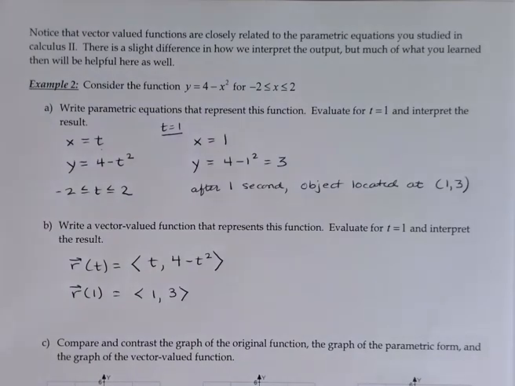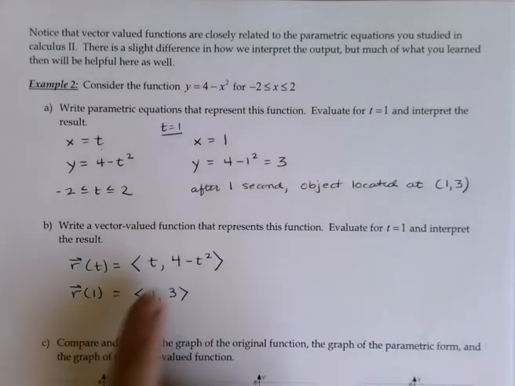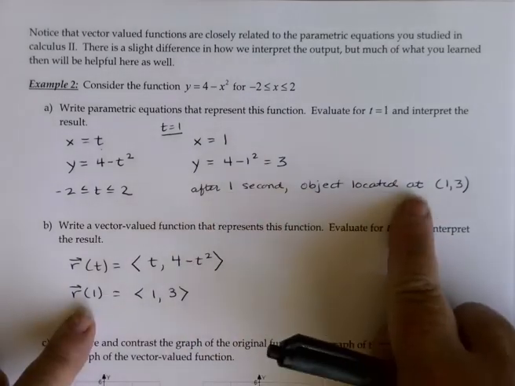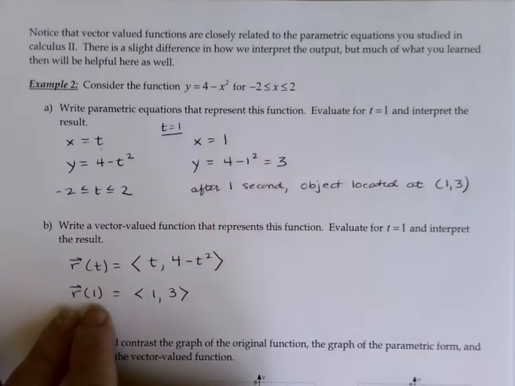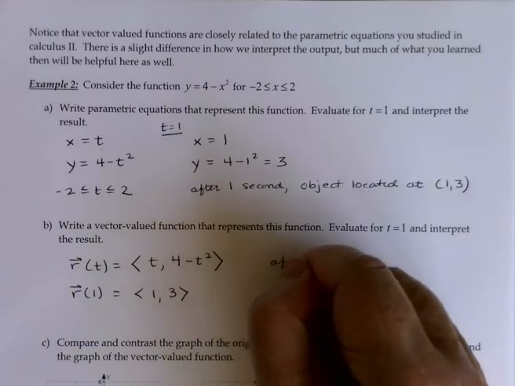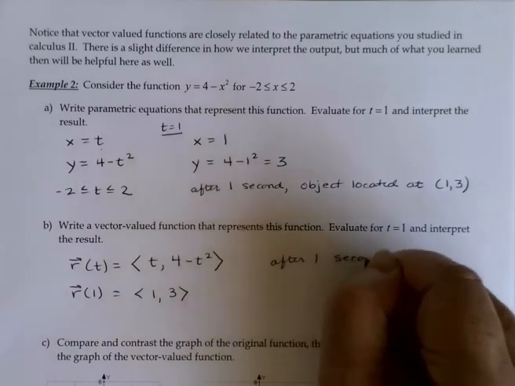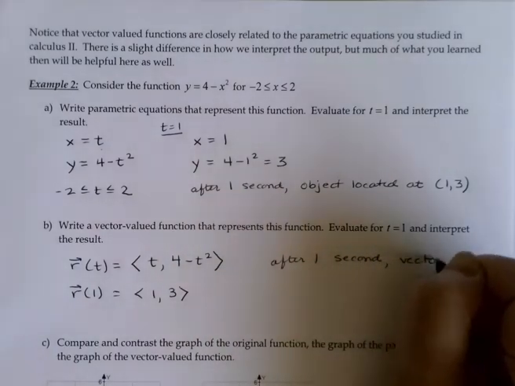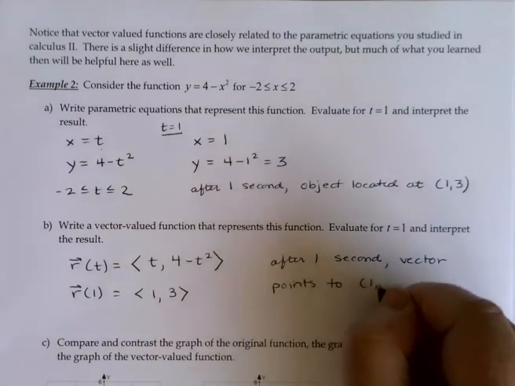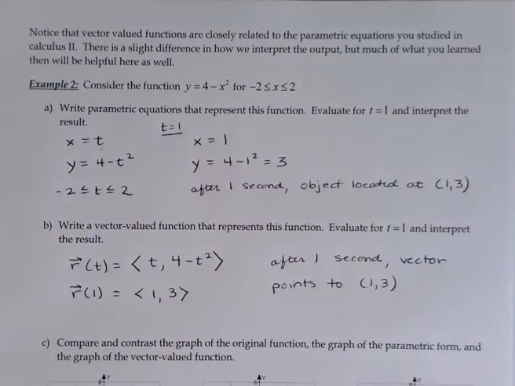As far as interpreting the results, I told you that there was just a very subtle difference in how we interpret the parametric situation versus the vector situation. Instead of thinking of the 1 second and a location, we'll think about the 1 second and a vector pointing to that location. So after 1 second, the vector points to the point 1, 3, as opposed to actually saying something is located at 1, 3. Again, it's a really subtle difference. When I draw the graphs in just a minute, you'll see what I mean.